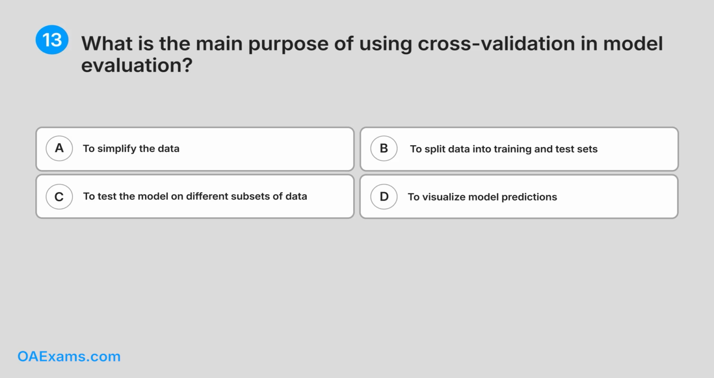13. What is the main purpose of using cross-validation in model evaluation? A. To simplify the data. B. To split data into training and test sets. C. To test the model on different subsets of data. D. To visualize model predictions. Can you guess the answer?